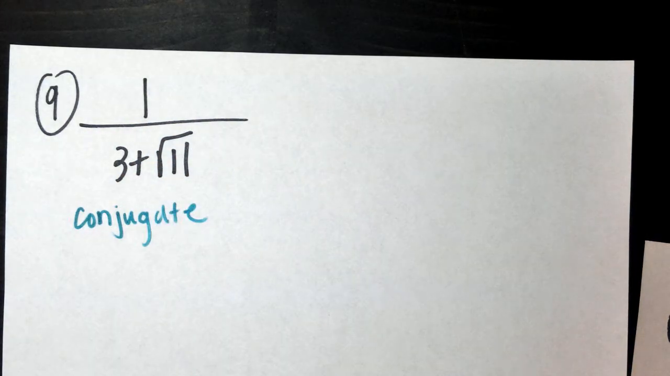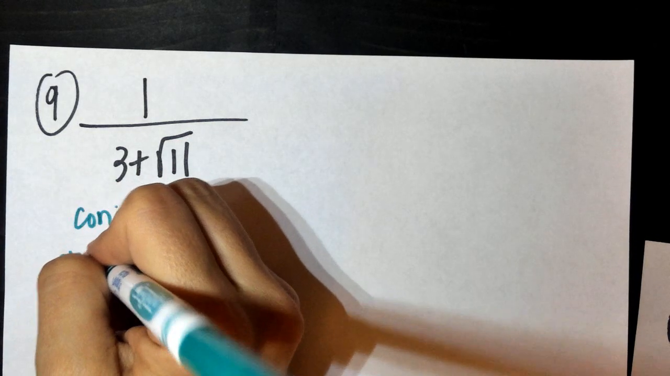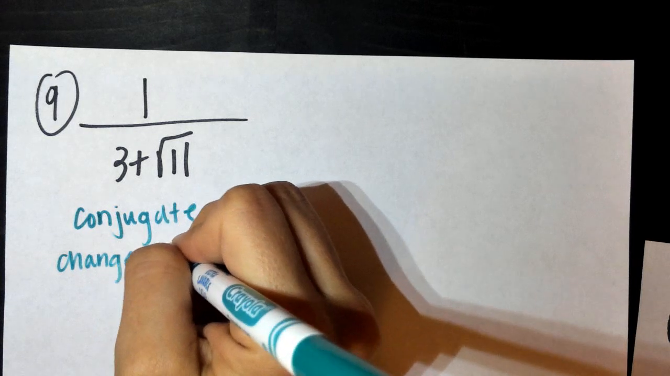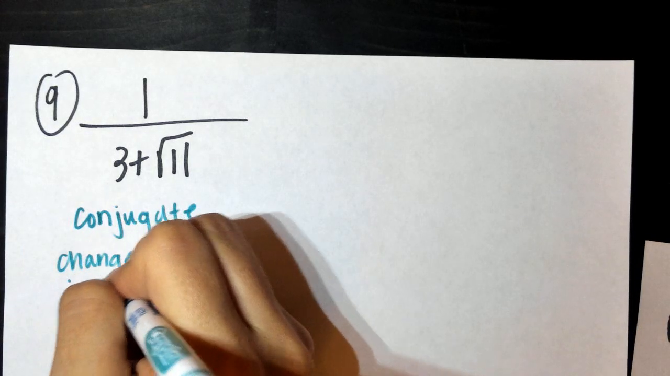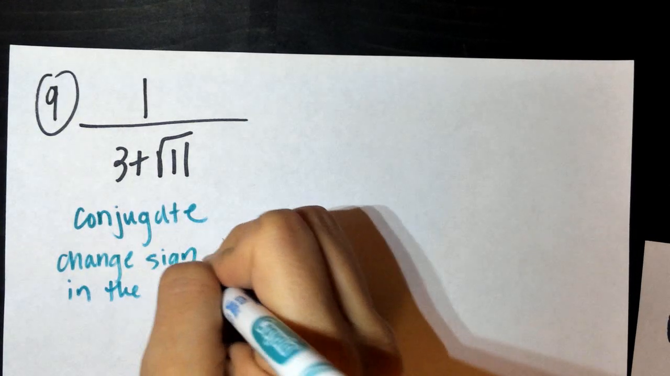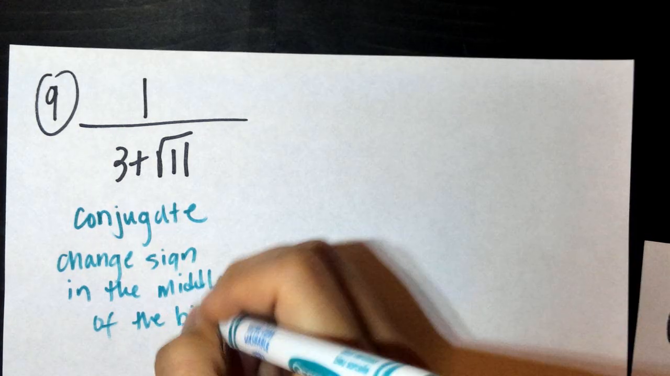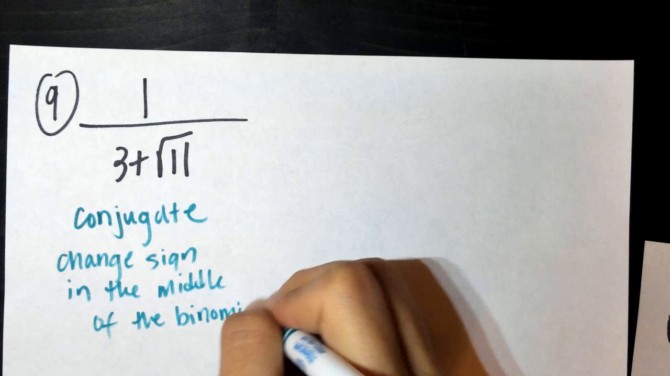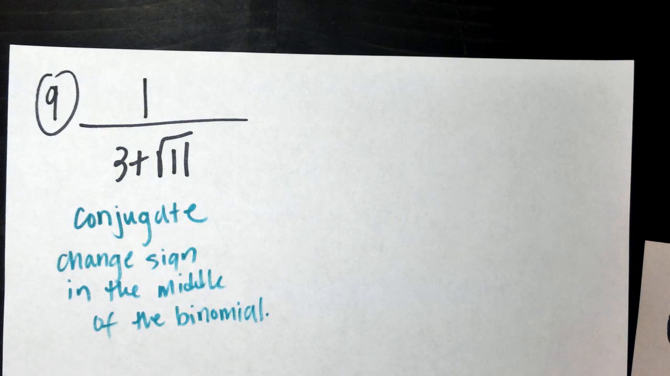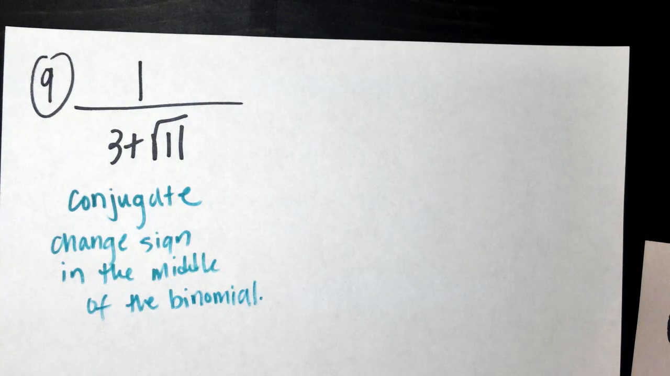Like that. So conjugate. And what the conjugate is, you change the sign in the middle of the binomial. And I'll show you why we do that, because it's going to cancel out. Now it's conjugate, not like Spanish class where you guys conjugate verbs. It's a little bit different.